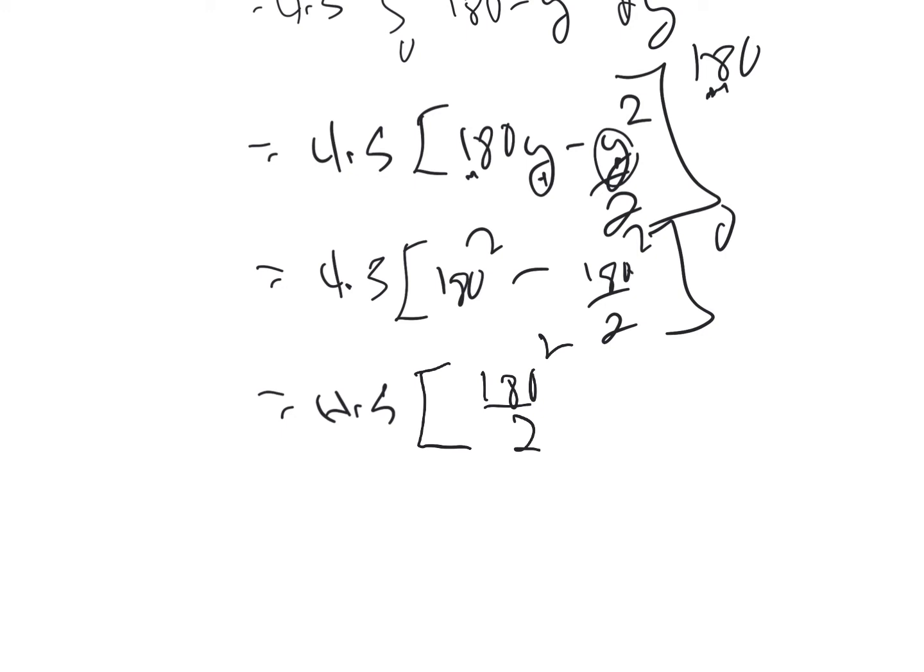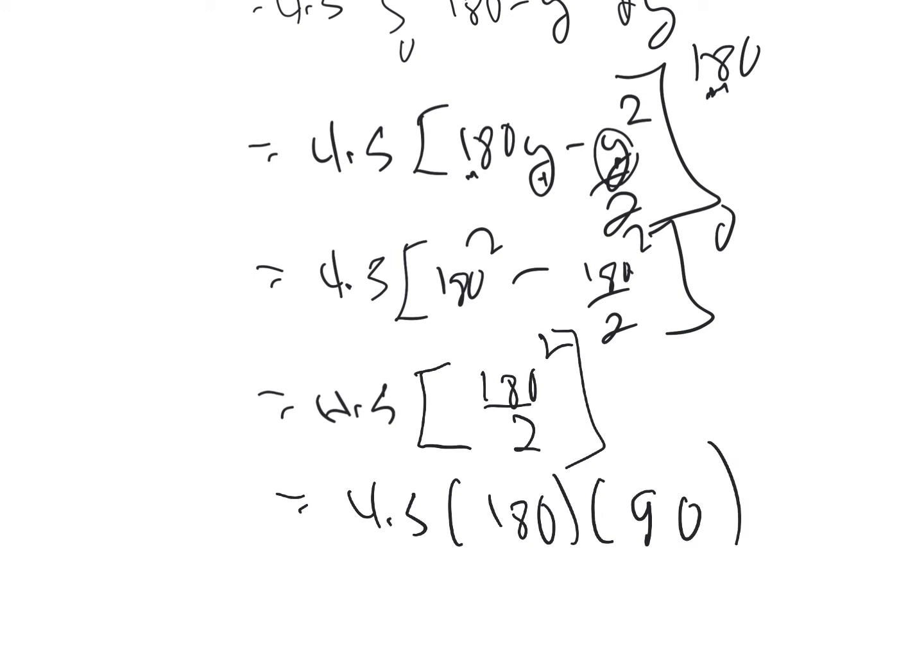180 squared over 2, I think, is the answer, which I'm still playing around. 4.5 times 180 times 90. I think that'll work, because 180 times 180, divide by 2 of one of them. If you key that in, I hope that gives me the answer. And I'll let it run for a minute. Then I'll go to my calculator. You should have it done too.